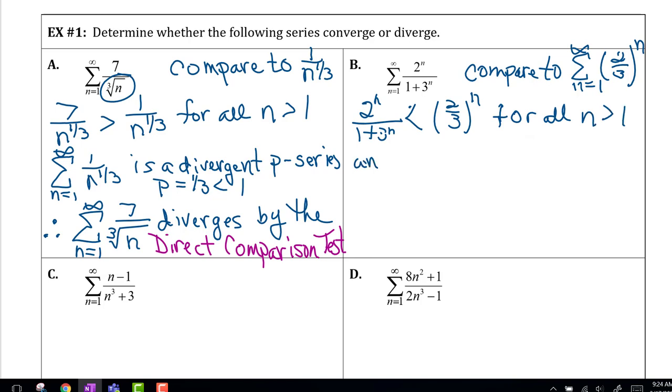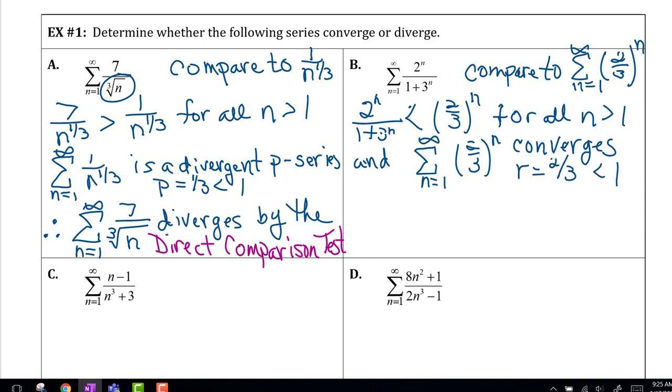So I can say that my comparison series converges since r equals 2/3, which is less than 1. Therefore, my given series converges by the direct comparison test.